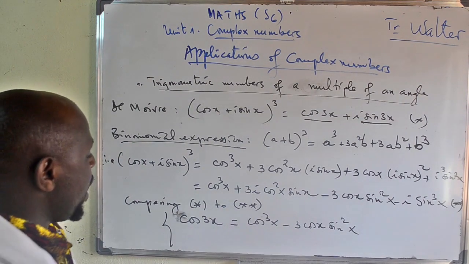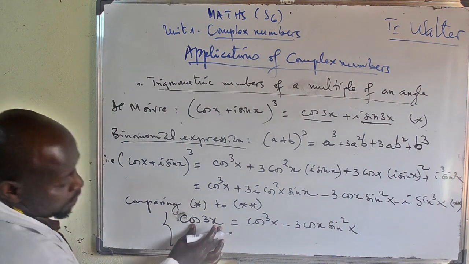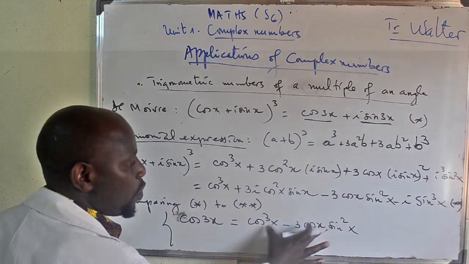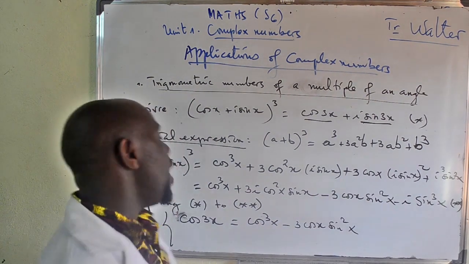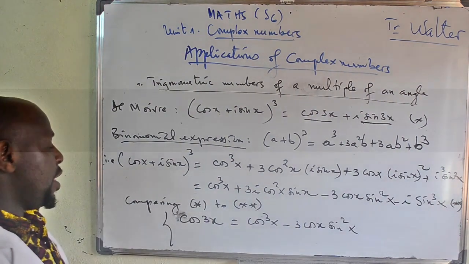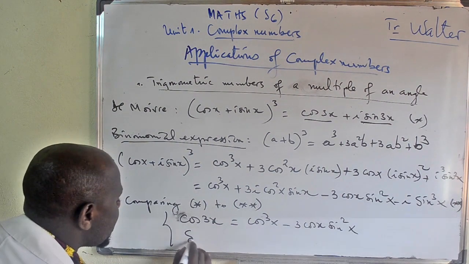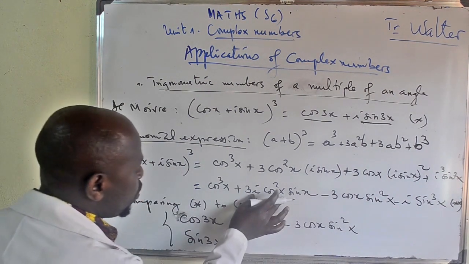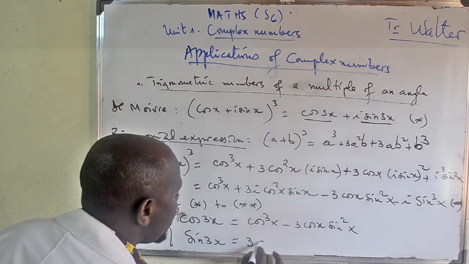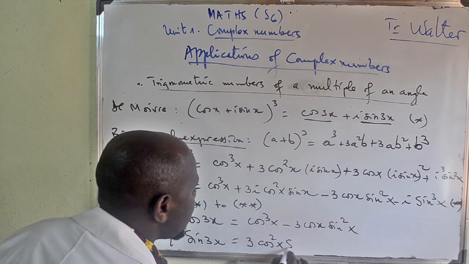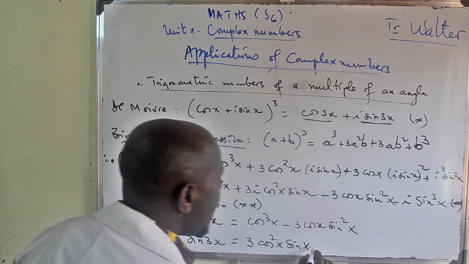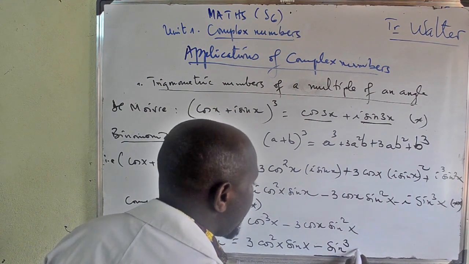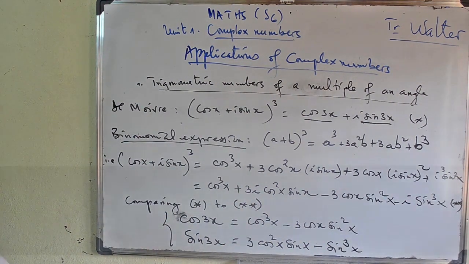No. So, ladies and gentlemen, this is the real part of the first complex number, star, and this is the real part of the second expression, which is 2 star. Now, ladies and gentlemen, we have also to compare the imaginary parts. The imaginary part is sine 3x, which is, of course, equal to what? Here we shall remove i, and we shall remain with 3 cos squared x sine x, then minus sine cubed x. And ladies and gentlemen, here we are done.